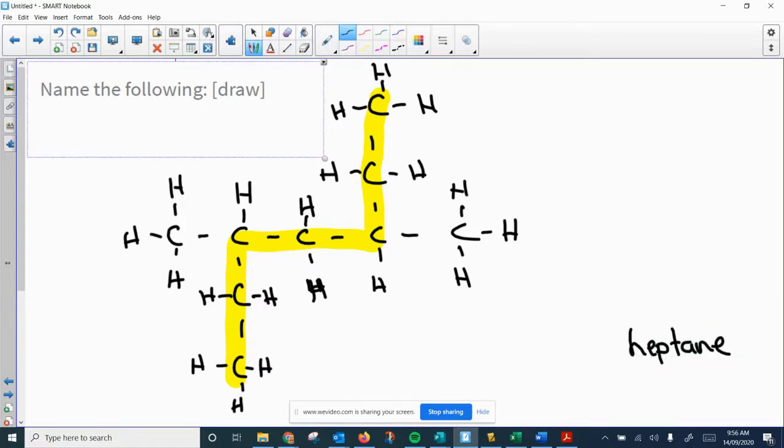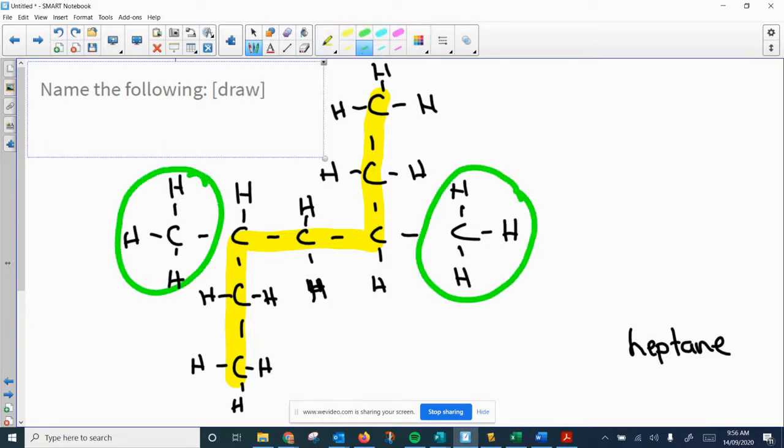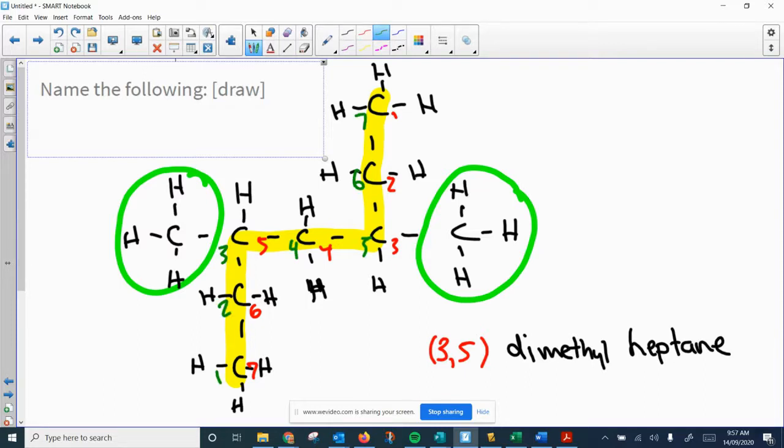Next, we have 2 side chains. We got to figure out at what position these 2 side chains are. Well, they're both methyl groups, so let's call them dimethyl. We need a number, don't we? If this was 1, 2, 3, 4, 5, 6, 7, that would make this 3,5-dimethyl. Let's count in the other direction just to be sure. Well, in this case, it would be still 3,5-dimethyl. So I think we're good on this one.